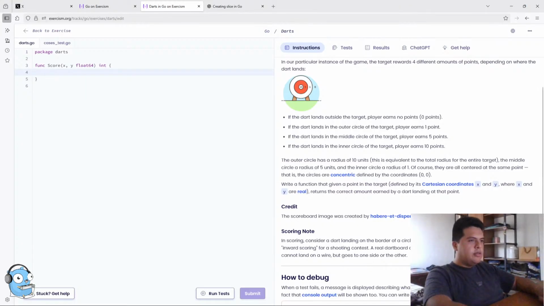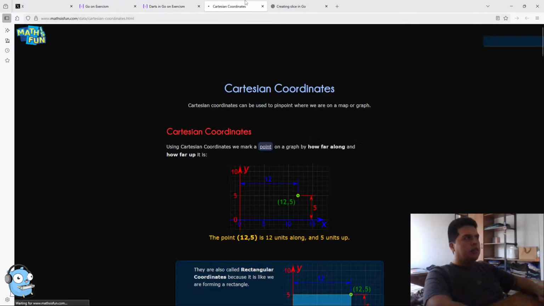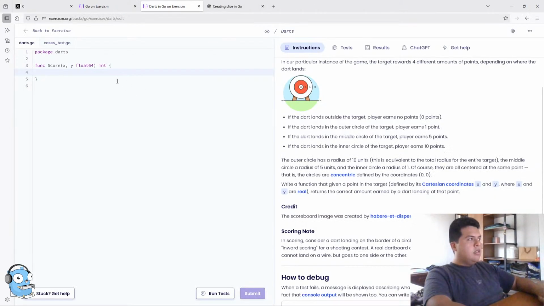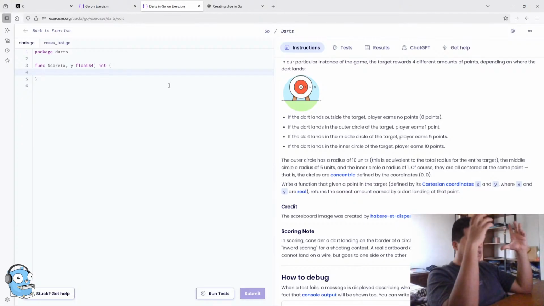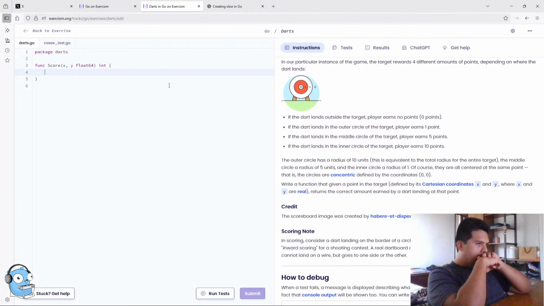I don't know, how can I do this? I know I can do this from x and y, but how can I imagine this as circles? Okay, let's create that.